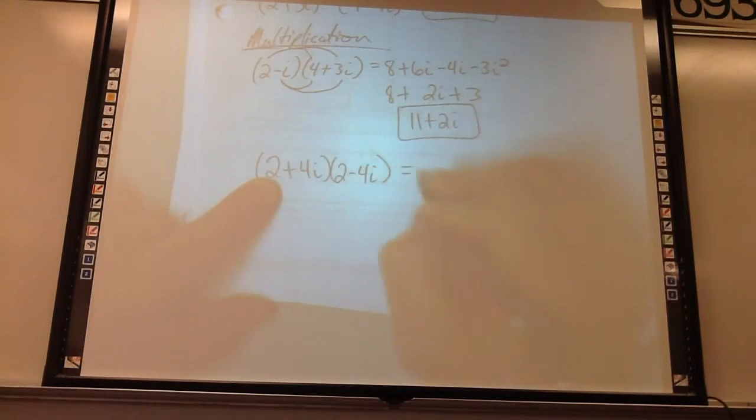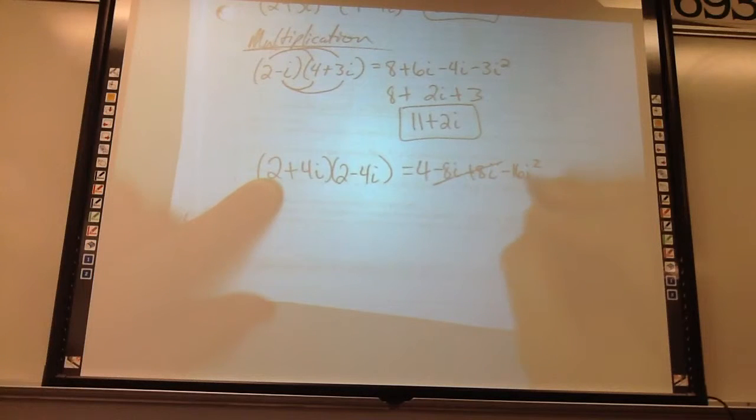So you got 2 times 2 is 4, minus 8i, plus 8i, and then minus 16i squared. Well, negative 8i plus 8i is 0. Negative 16i squared, just change the sign. i squared is negative 1, so it's plus 16. 4 plus 16 is 20.